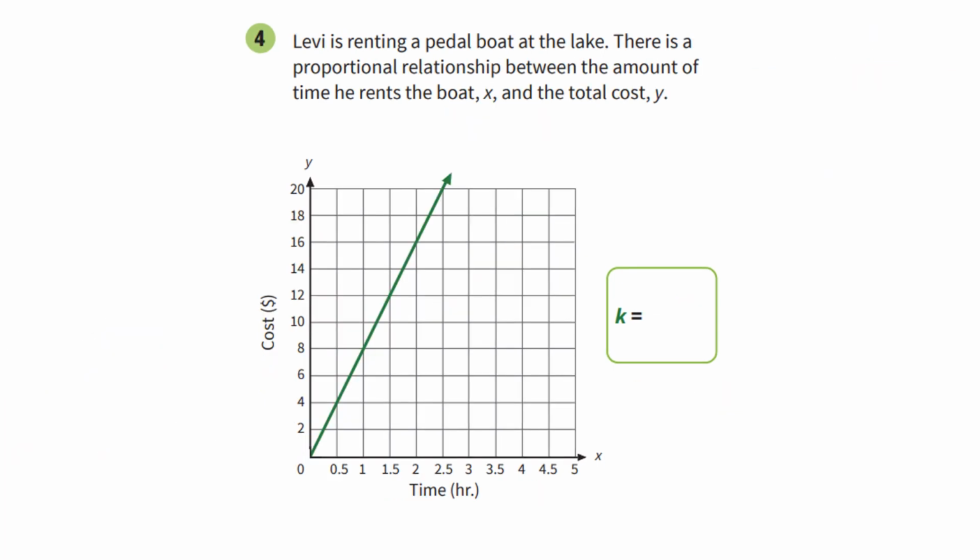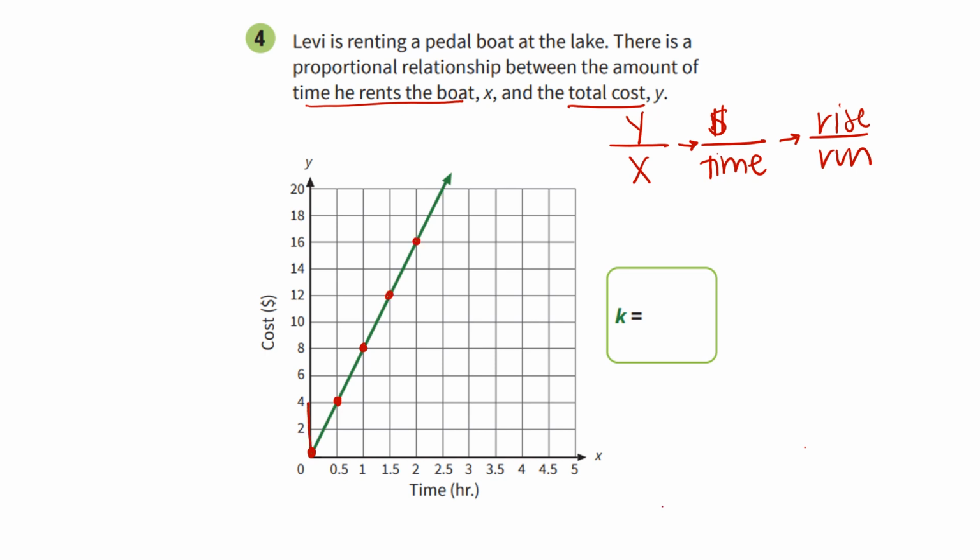Number 4. Levi is renting a pedal boat at the lake. There's a proportional relationship between the amount of time he rents the boat, x, and the total cost, y. So y is the total cost, and then x is going to be the amount of time that he rents the boat, which is going to reflect our rise over run fraction. Plotting our points that we can read clearly.